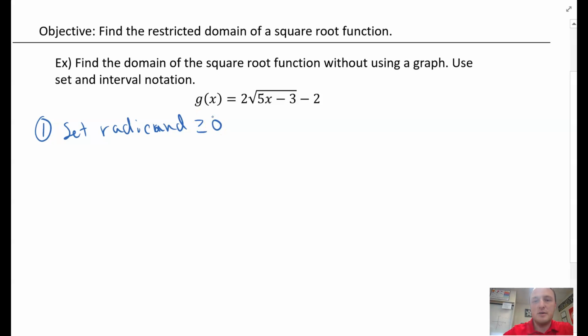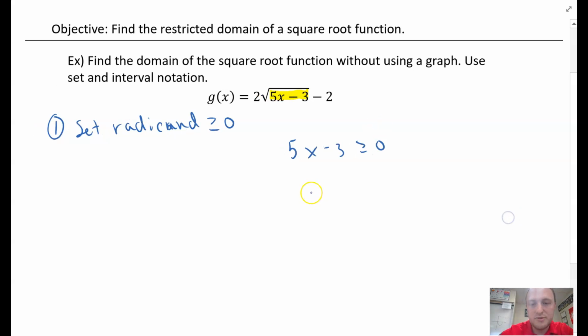I'm going to take the radicand, which in this case is 5x minus 3. Don't care about anything else. I set it greater than or equal to 0. Next, we'll solve. 5x is greater than or equal to positive 3, which means that x must be greater than or equal to 3/5.